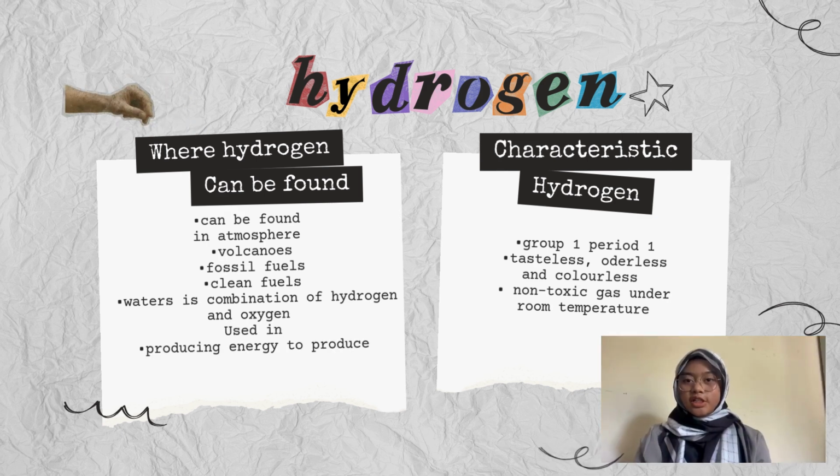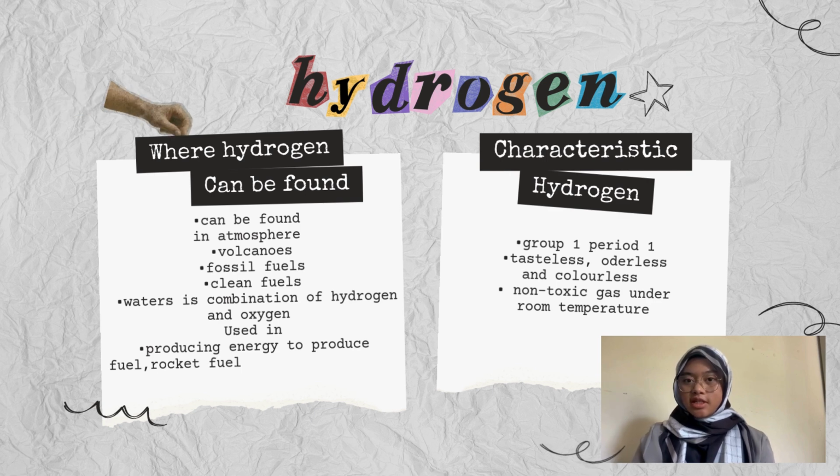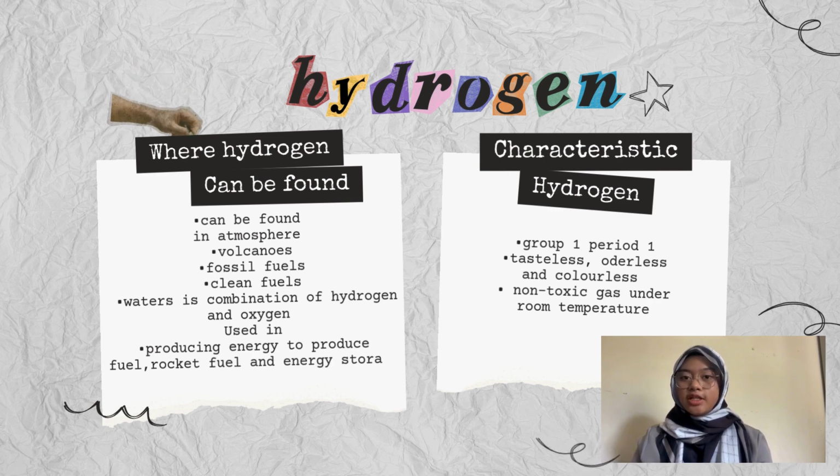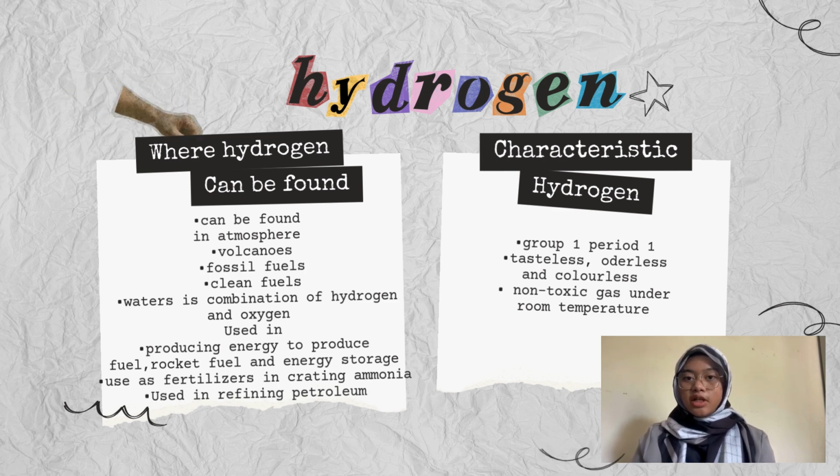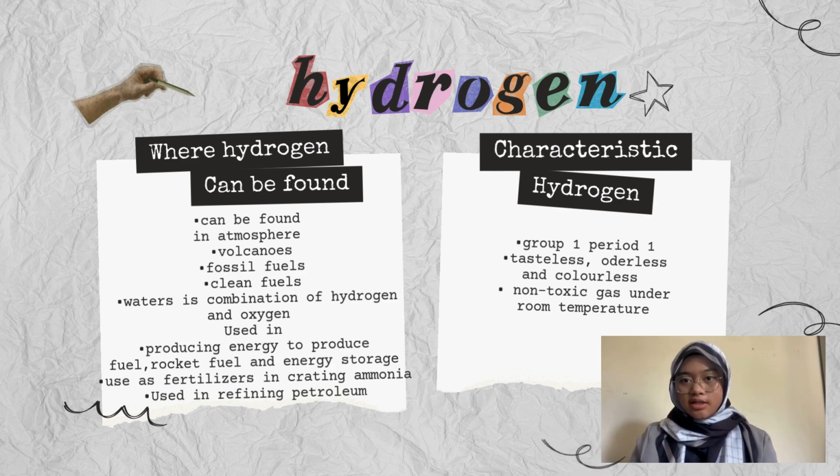One of the functions of hydrogen is producing energy. It is used as fuel, energy storage and rocket fuel. Other than that, hydrogen is also used in refining petroleum to break down crude oil to produce gasoline and fuel oil. Lastly, it is also used to create ammonia as fertilizer.